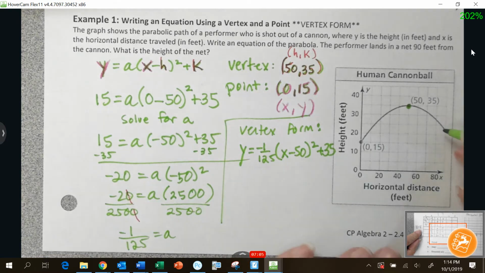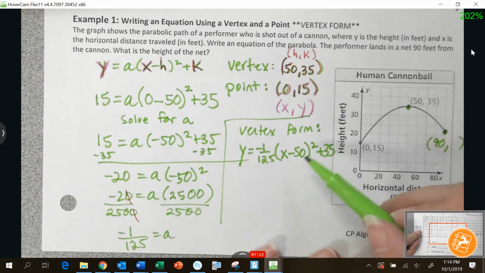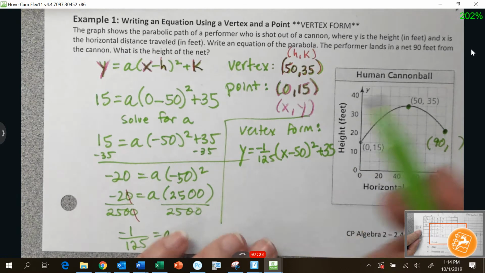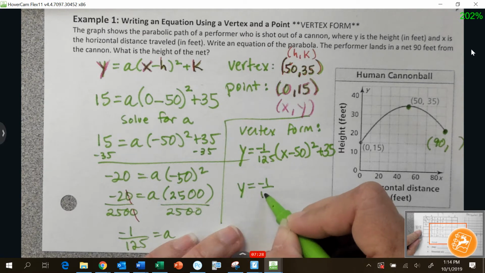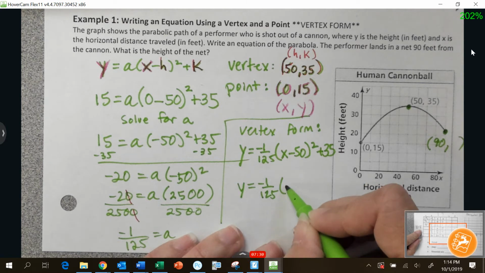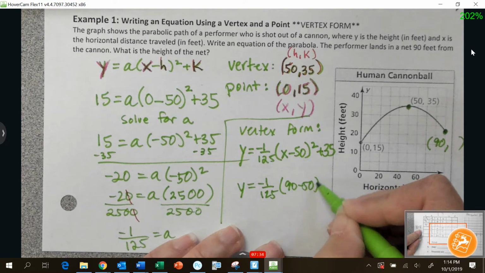So now how do we figure out the height when we know the horizontal distance is 90? If we know the horizontal distance, the x value is 90, how do we find the y value? And plug in 90 into that equation. So y equals negative 1 over 125. What's 90 minus 50? Square that.